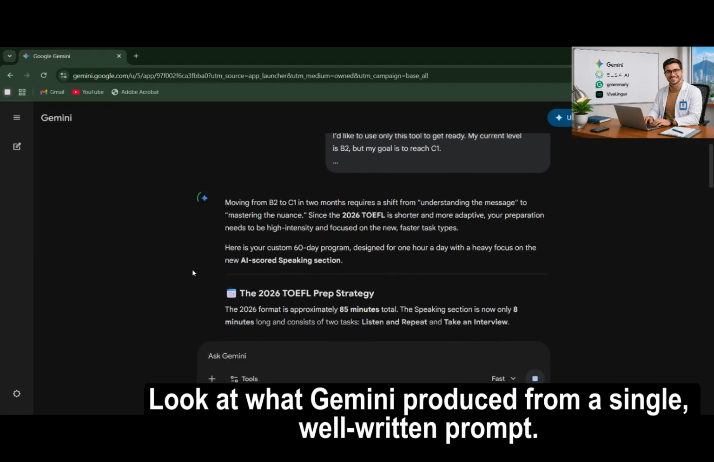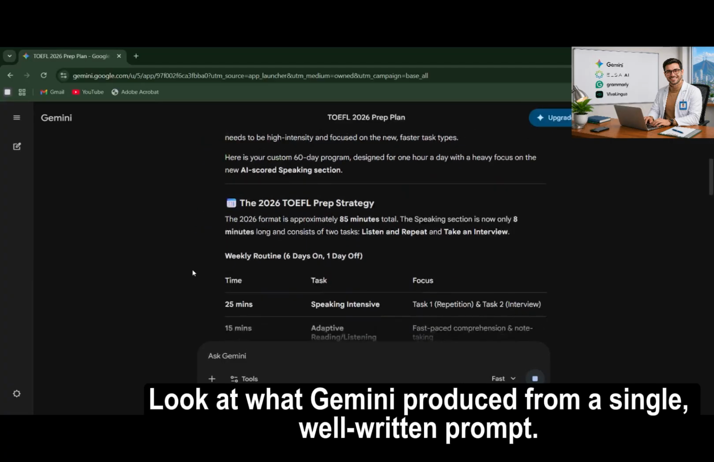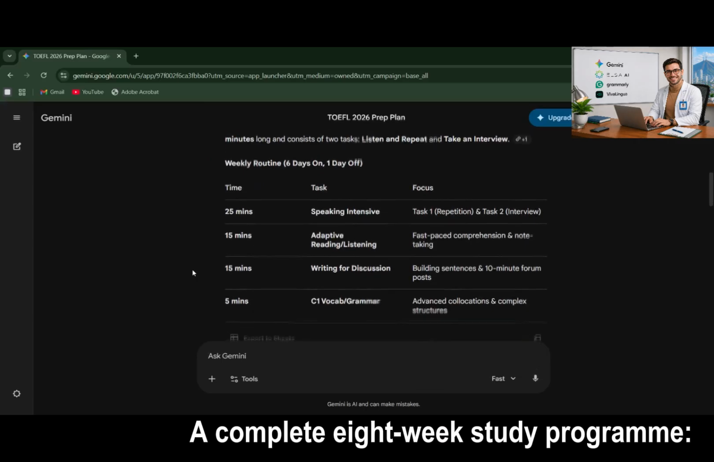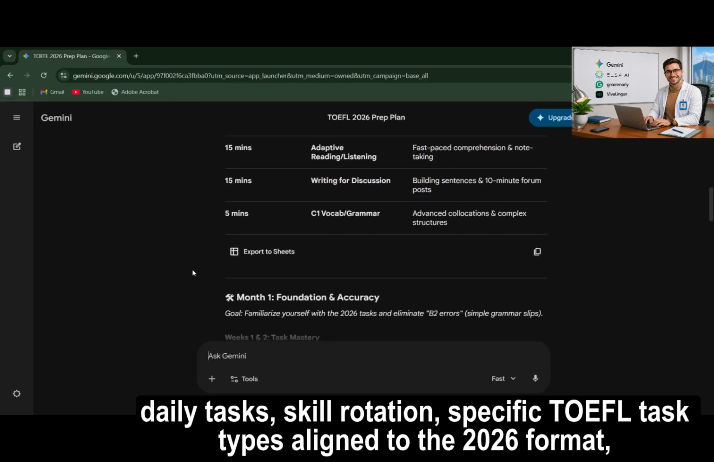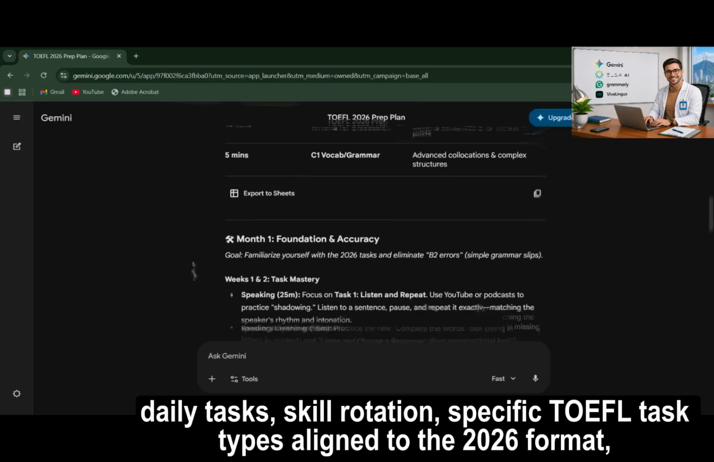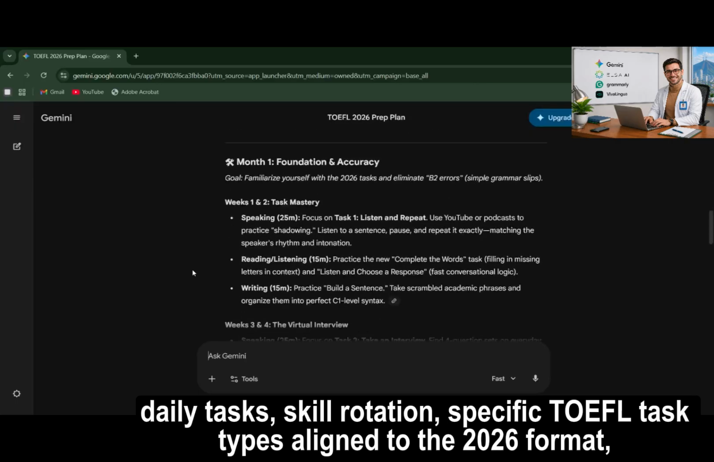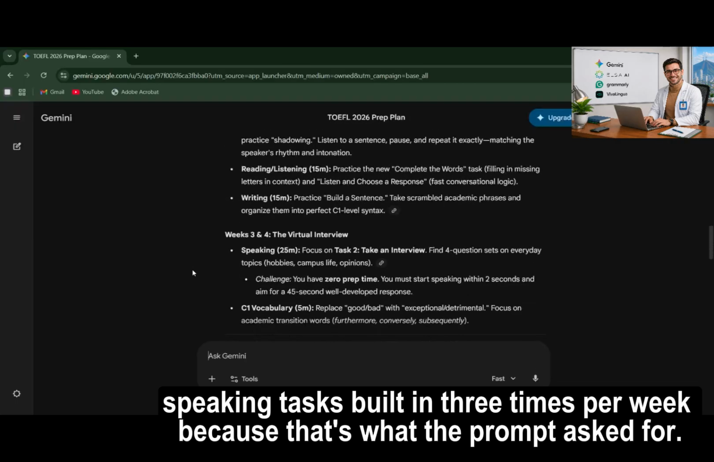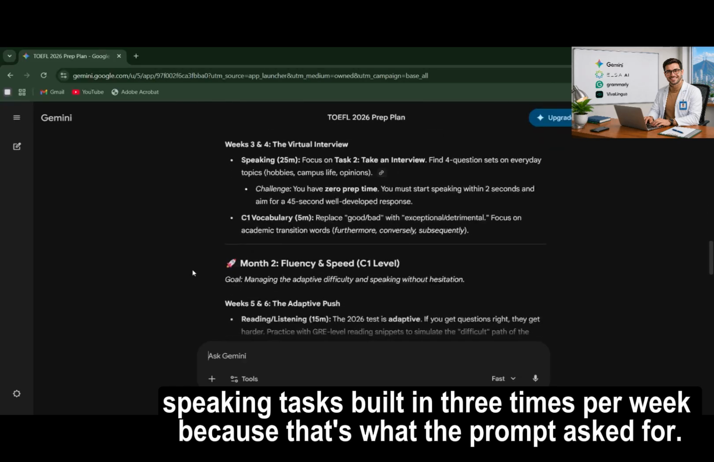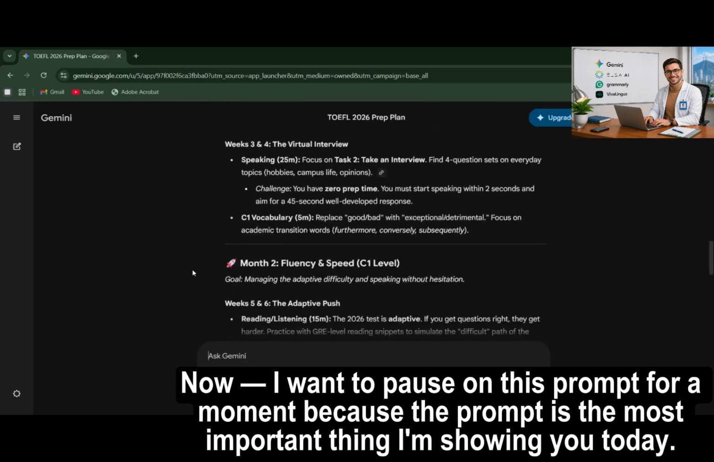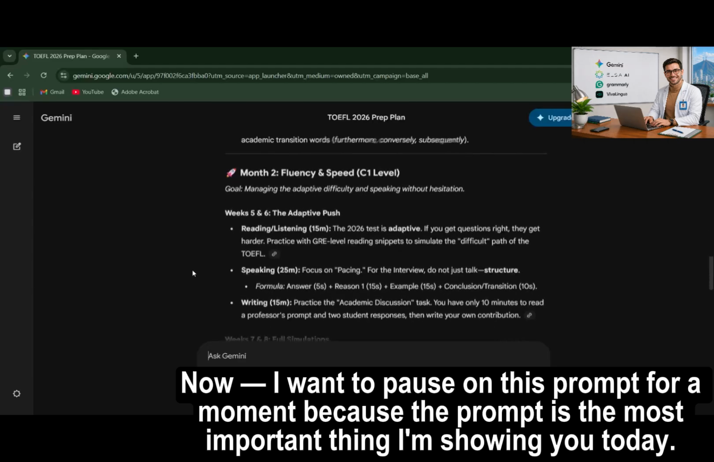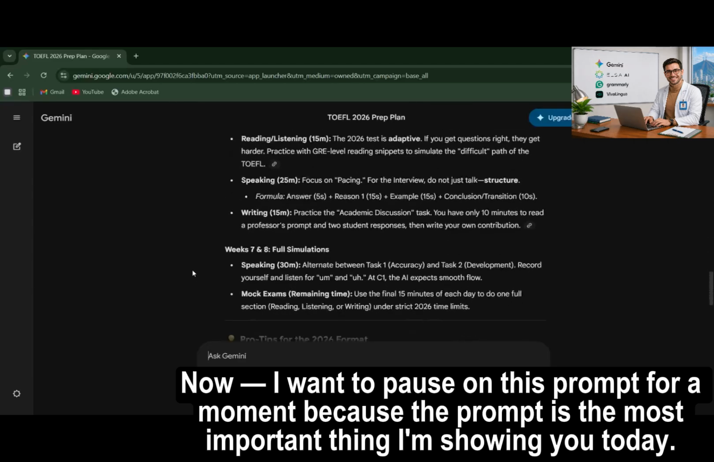Look at what Gemini produced from a single well-written prompt. A complete 8-week study program. Daily tasks, skill rotation, specific TOEFL task types aligned to the 2026 format, speaking tasks built in 3 times per week because that's what the prompt asked for. Now, I want to pause on this prompt for a moment because the prompt is the most important thing I'm showing you today.